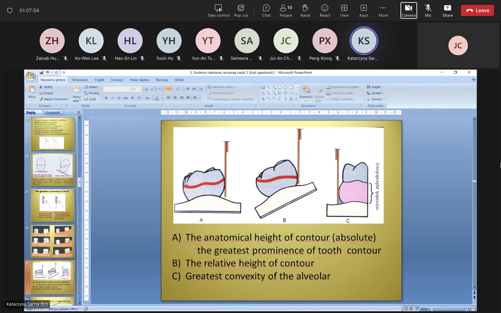Again, anatomical height of contour, absolute, the greatest prominence of the tooth, and it is only one, and the relative height of contour, which is related to the analyzing rod, and it depends on the tilting of the model. And in that case, we have many possibilities of relative heights of contour. And also we have the greatest convexity of the alveola.